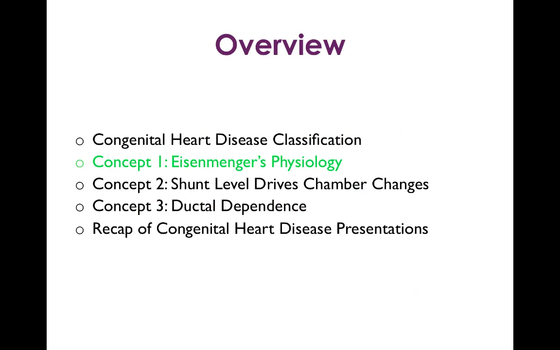So I just wanted to next go through a couple of the difficult concepts, and I think one of the more important ones to understand is Eisenmenger's physiology, because Eisenmenger's physiology can turn any left to right type of shunt into a right to left type of shunt. And so that's really important, because this can often lead to cyanosis presenting late in life or later in life.